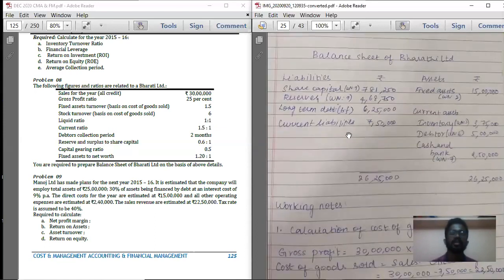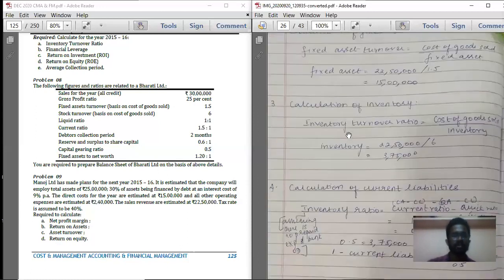In liabilities, below that record share capital. Share capital, working out number 9, 7,81,250. Below that, reserves, within bracket working out number 9, 4,68,750. So with this, we have found what is share capital and what is reserves.